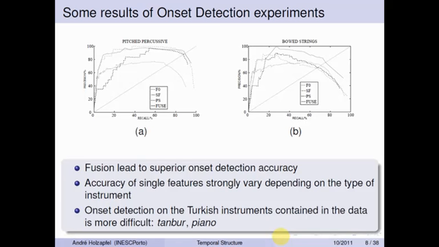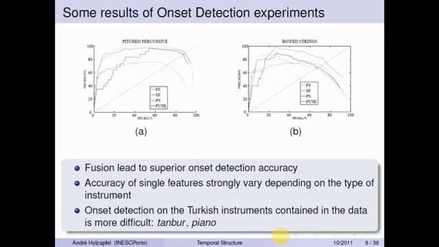Another step was the rhythm similarity, which was taking the onset strength signal from these results and using it to describe the rhythmic content in the signal.